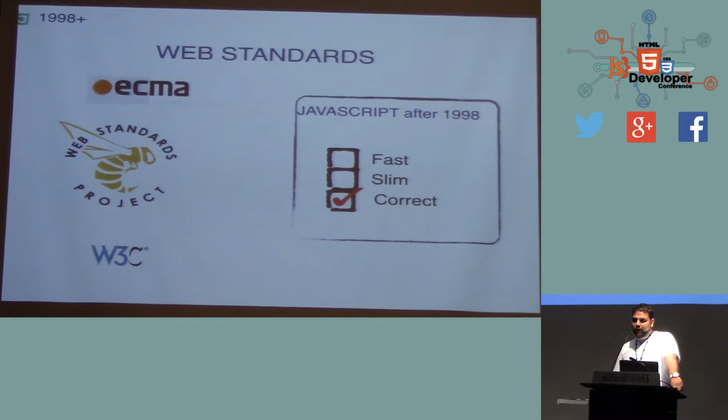After 1998, we have web standards, things like ECMA, things like Web Standards Project, W3C. So some level of correction was introduced into JavaScript by these standards. They still keep updating. Like right now we are on ECMA 6, so there are a lot more web standards that have been introduced, but every year they keep updating the new standards, and they're keeping JavaScript in check by implementing those standards.